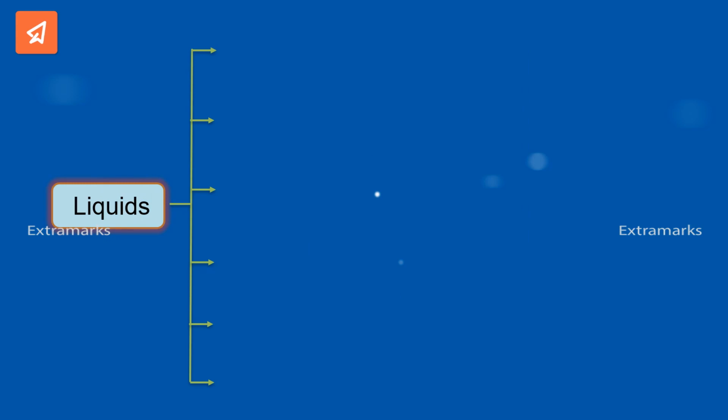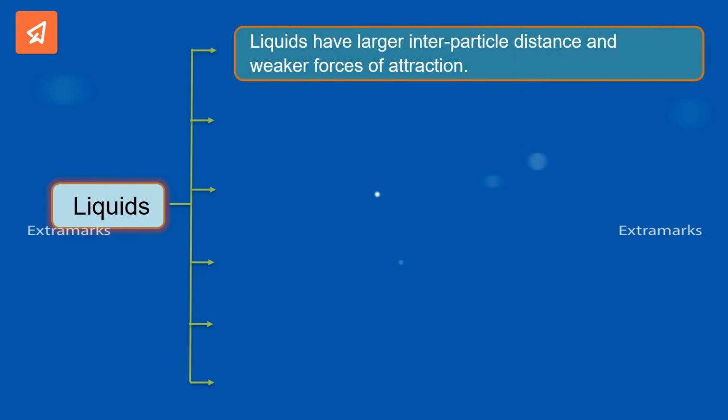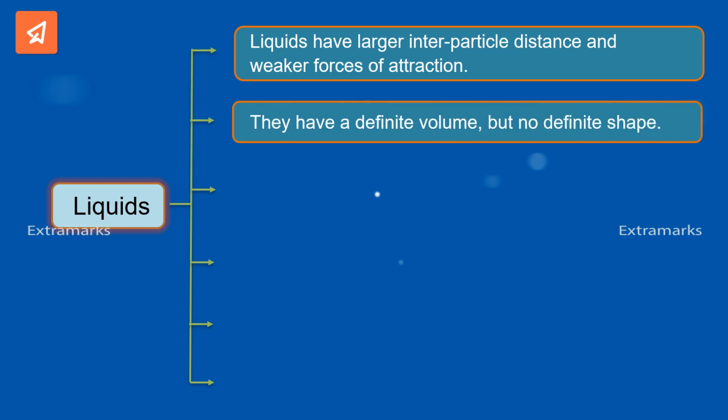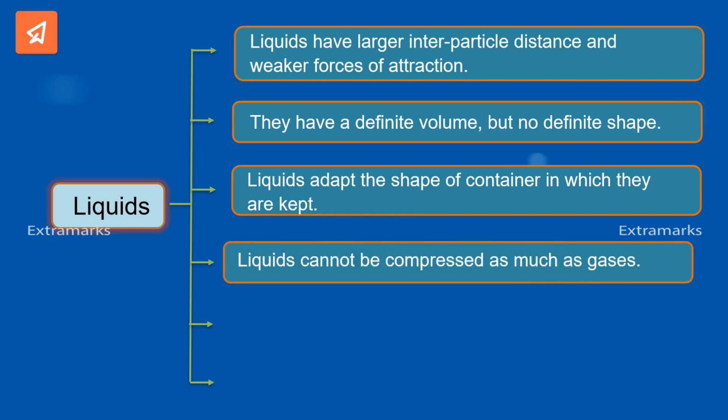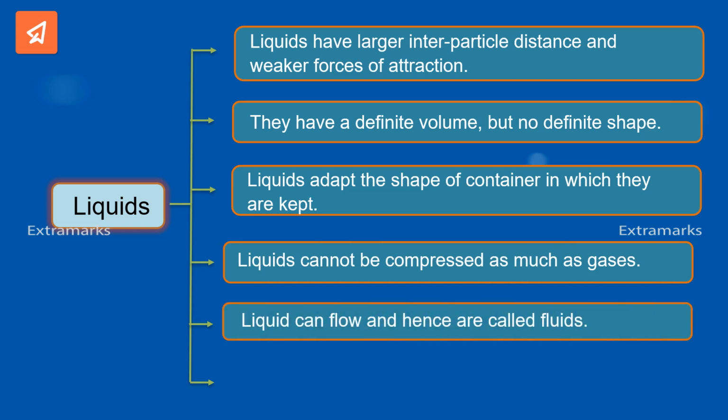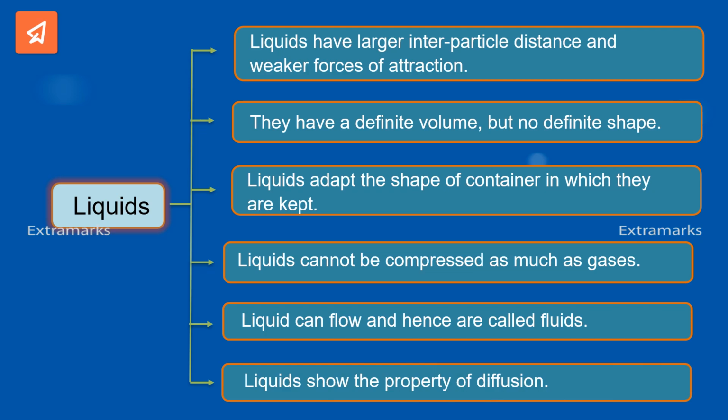Let us summarize what we have learned so far. Liquids have larger interparticle distance and weaker forces of attraction compared to solids. They have a definite volume but no definite shape. Liquids adapt the shape of the container in which they are kept. Liquids cannot be compressed as much as gases. Liquids can flow and hence are called fluids. Liquids show the property of diffusion.